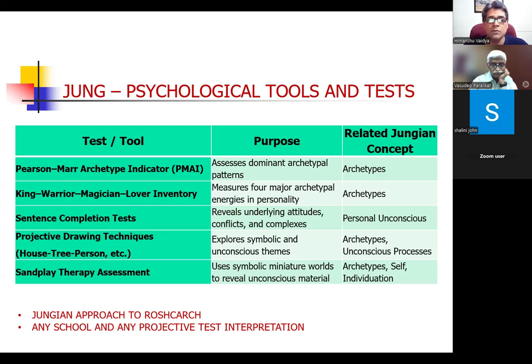So even if somebody is using Rorschach, you can have a very specific Jungian interpretation of Rorschach. In fact, there is a very good book on this, Jungian approach to Rorschach, something of that sort, where all the responses somebody gives on the Rorschach test in the Jungian framework can be interpreted in a unique way. And that is true of any school. Every school will interpret the same responses to Rorschach in a different way.